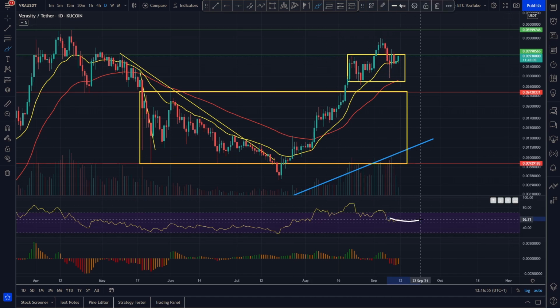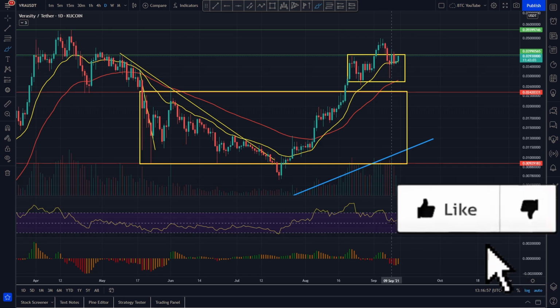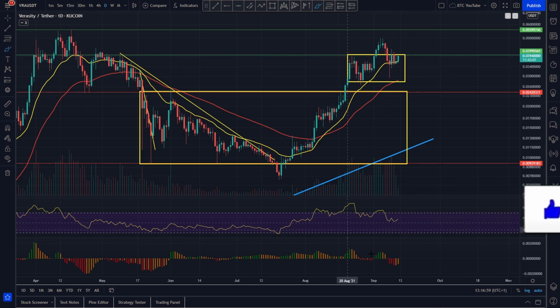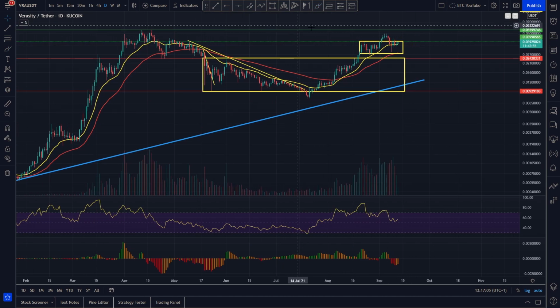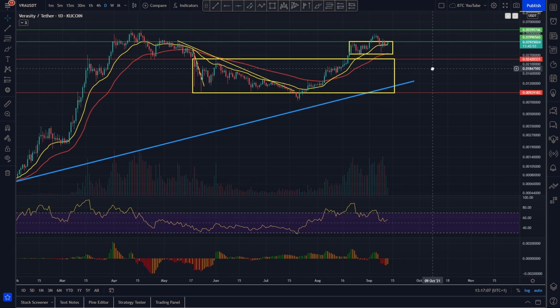we're coming back into fairer value as well on our RSI. And we did lose a bit of momentum on our histogram here with that correction, but we do strongly think that Verasity is looking really bullish for a potential explosion to the upside, isn't it?